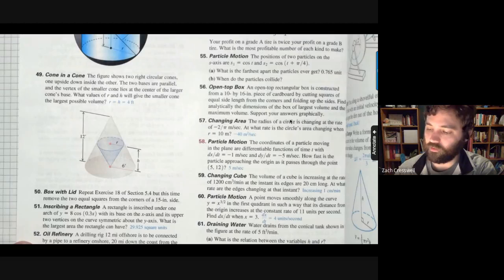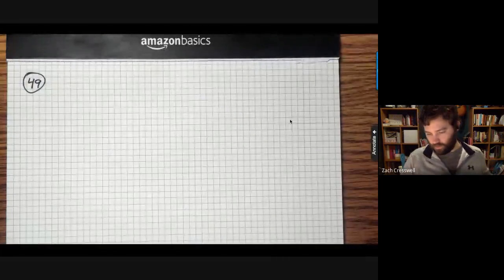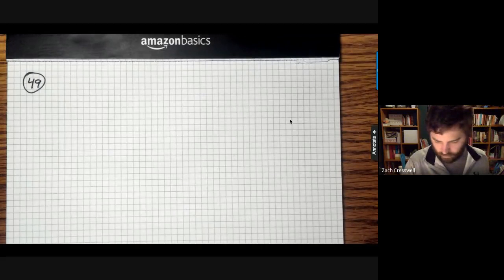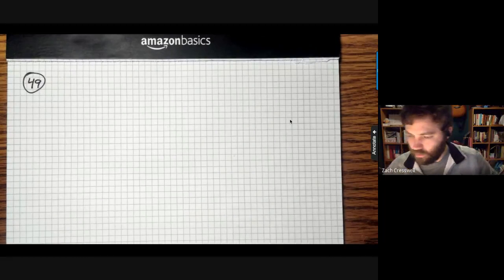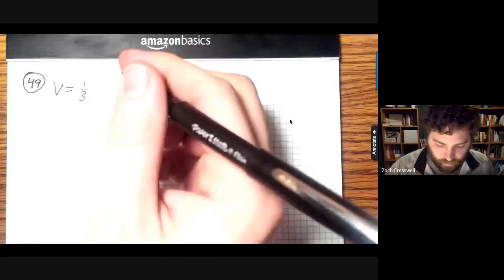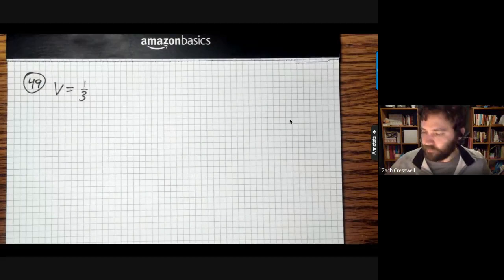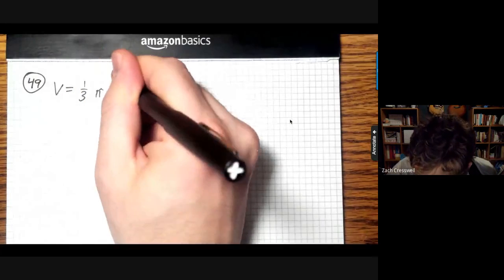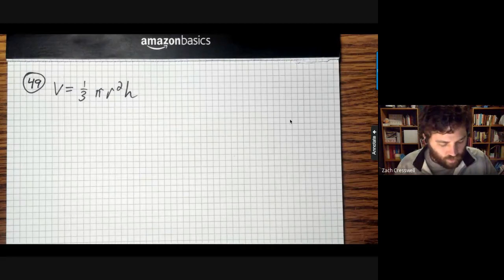All right, so let's write a formula for the volume of the smaller cone. The volume of a cone in general is just 1/3 pi r squared h, I think. Yeah. All right, and then we don't know what r is. We don't know what h is for the smaller cone.